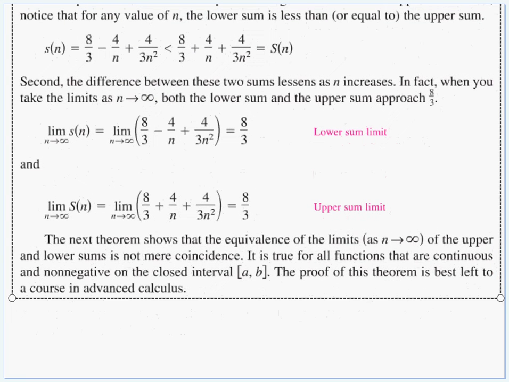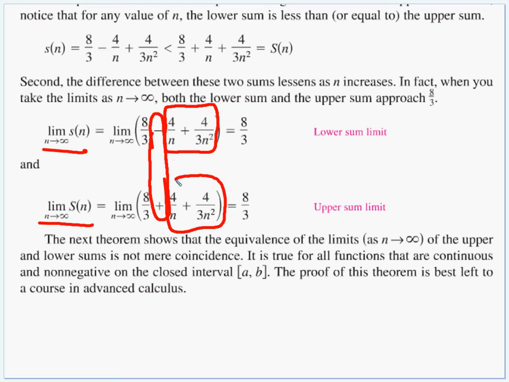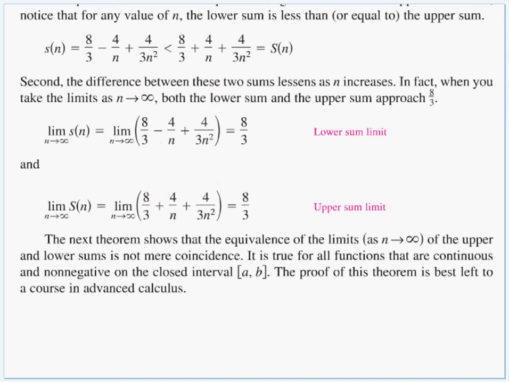Here's where they broke it into separate fractions. So lower sums and upper sums. Notice the only difference is right here. Everything after that's the same. When n gets infinitely large, these turn into zeros, these turn into zeros, so it doesn't matter if we're subtracting or adding, we're subtracting or adding nothing. So in this case, it comes down to our first term. 8/3 was the area. Now, we're going to look at a theorem coming up next.